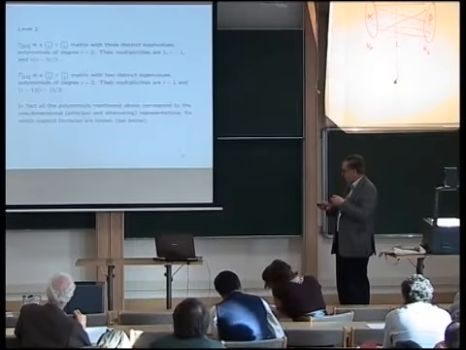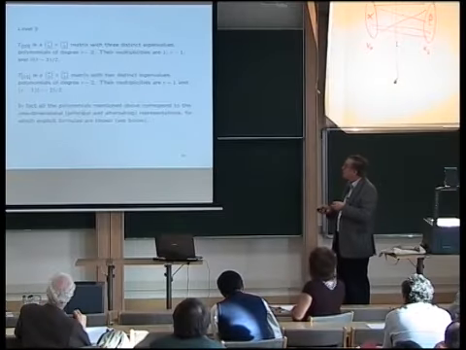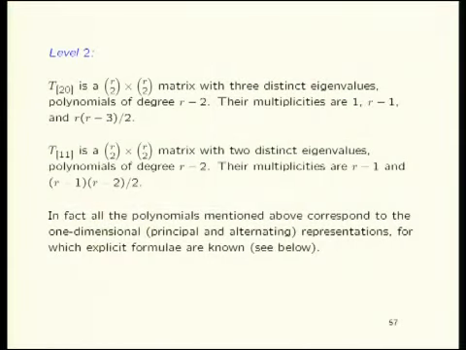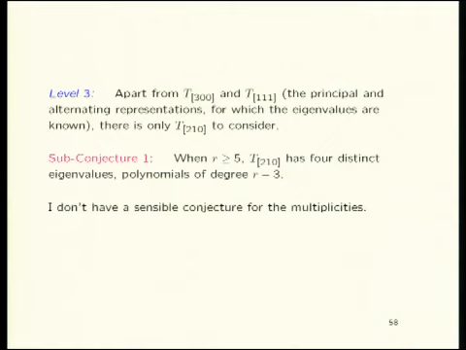And there's the partition in which all the parts are equal to 1, and that's what the group theorists would call the alternating representation. You can work out the sizes, and it turns out, as I say there, that I can actually give you explicit formulas for the matrices and their eigenvalues for those two representations. But once we move on beyond that, we run into difficulty.